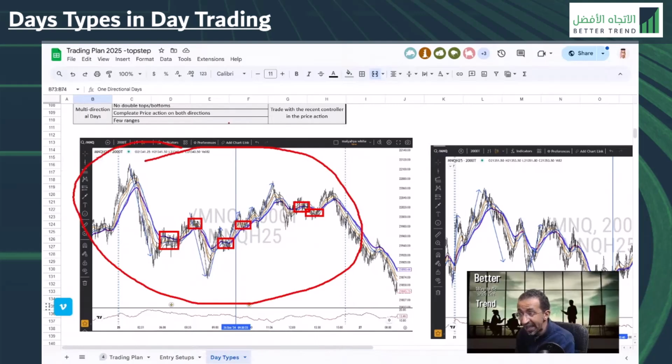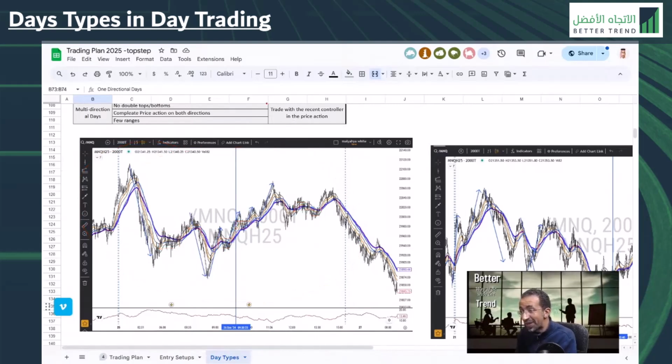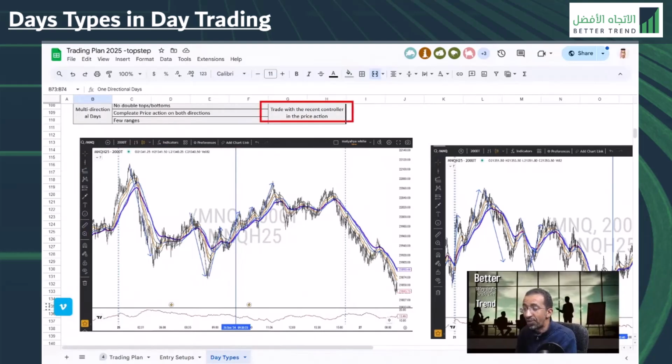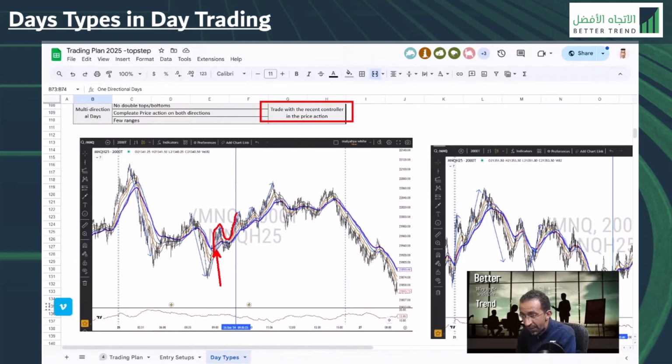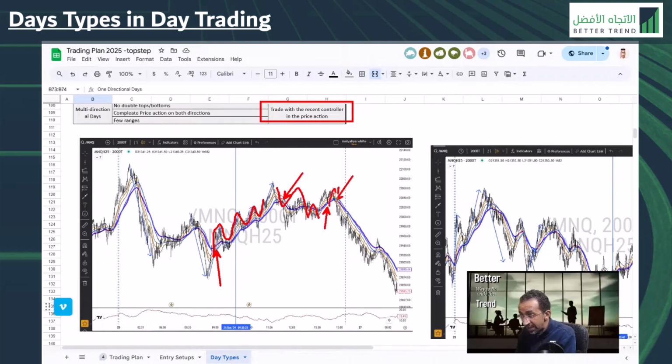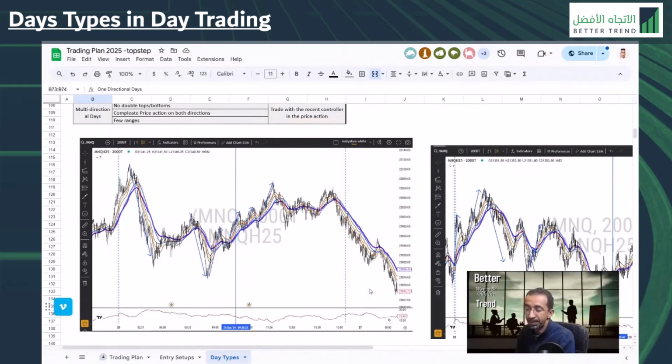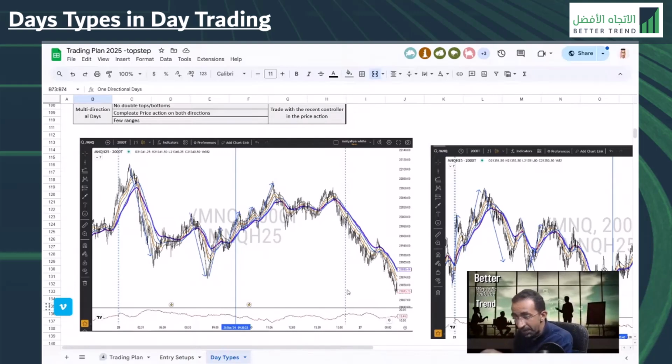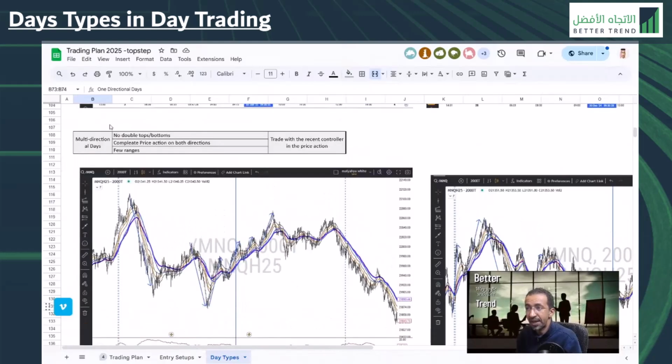How do I trade this day? Trade with the recent controller of the price action. Whenever buyers take control, trade with them. Whenever sellers take control, trade with them. Watch out for the controller of the market. This is a multi-direction day.